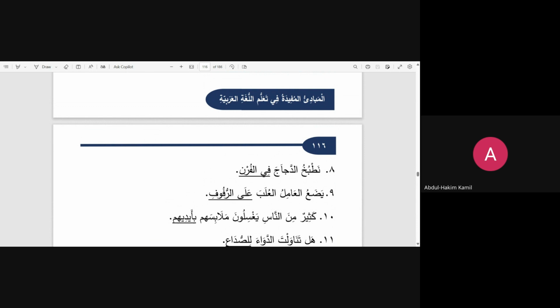نطبخ الدجاج في الفرن. In the oven. Forn is an oven. No, نطبخ الدجاج. That's a complete sentence. We cook the chicken. But I'm trying to emphasize something. I'm going to say في الفرن, in the oven.